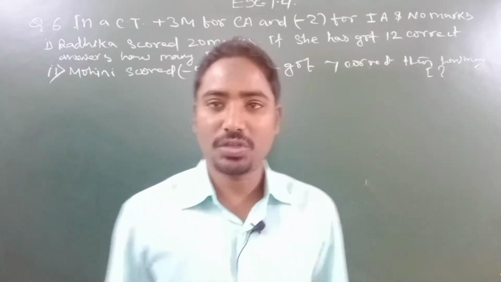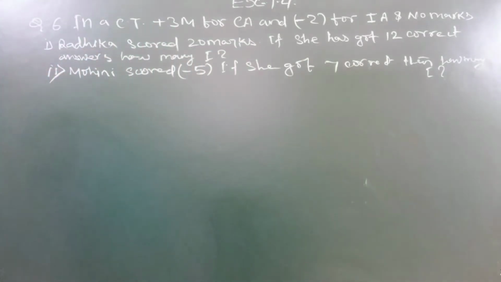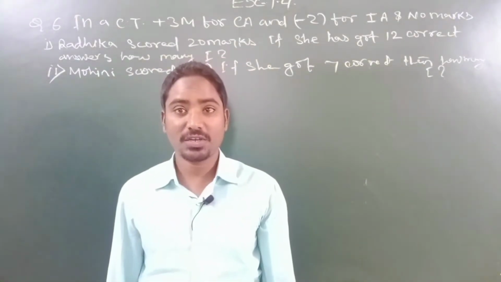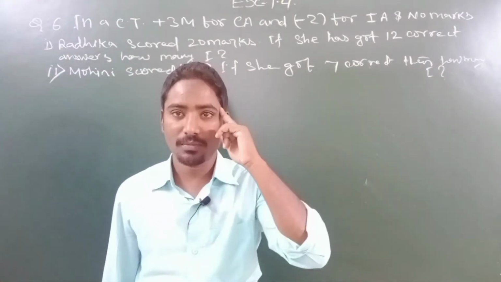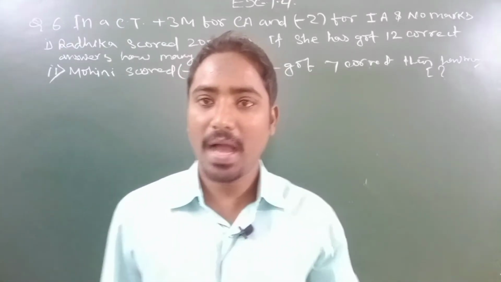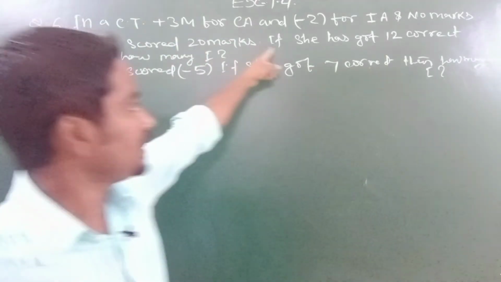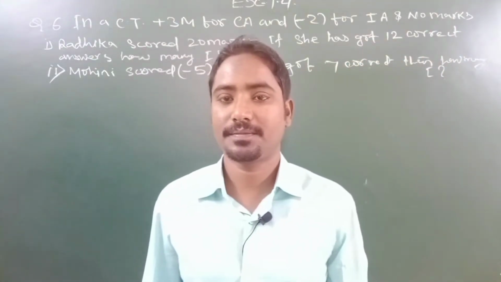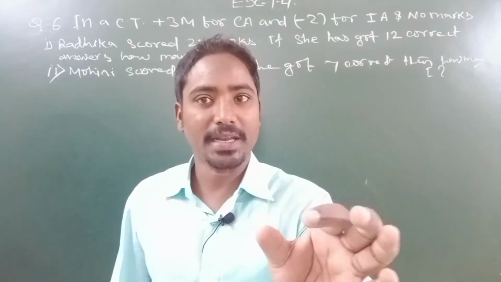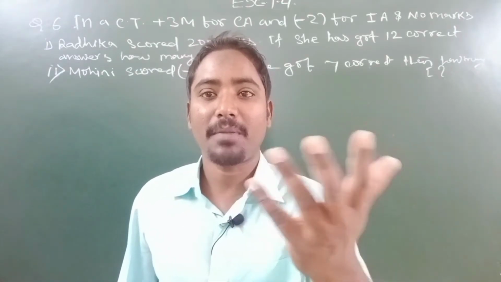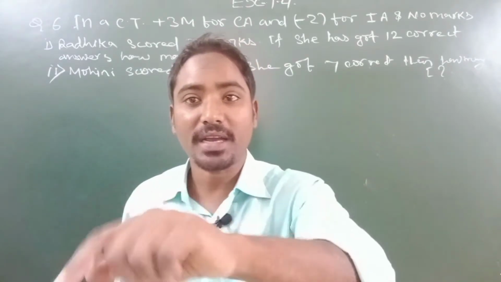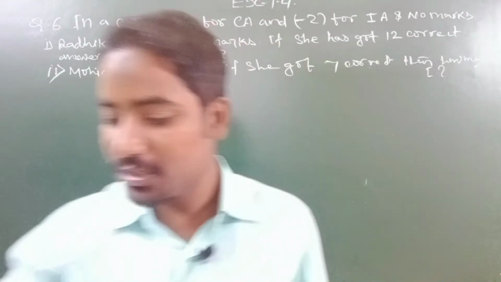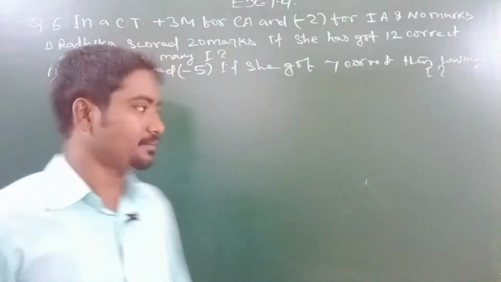Now the question is saying that Radhika is scoring 20 marks. What is the total score of Radhika? Keep it in your mind, 20 marks. Further, the question is telling us that if she got 12 correct answers, then what is the number of incorrect answers? The question is very simple, students. Now we will see the solution.